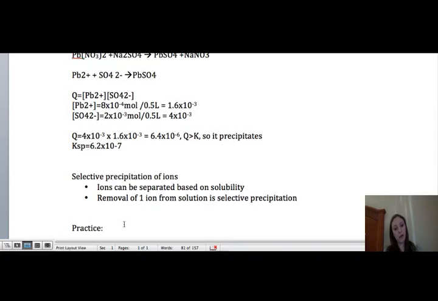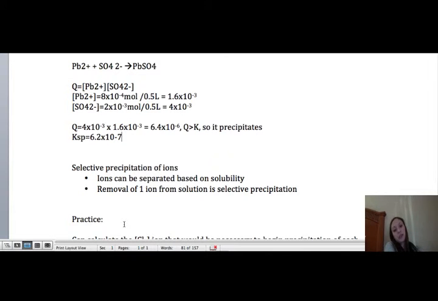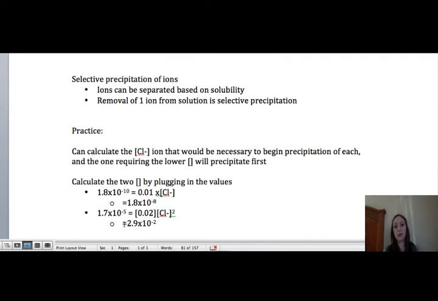Alright, before you flip, now talk about selective precipitation of ions. That's where you can take an actual ion from a solution and precipitate just that one type versus many different types. You can separate them based on their solubility, so how much or how little, or how well, they dissolve in something.